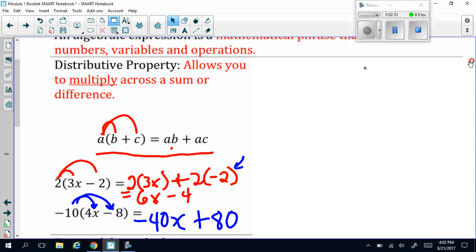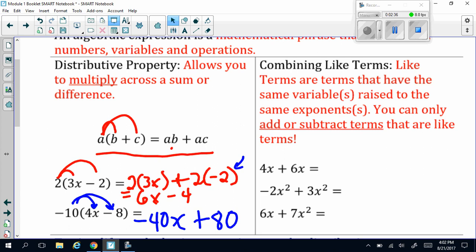Okay, let's look at the second part of simplifying our algebraic expressions. The second part involves combining like terms. So first let's write down our definition of like terms. Like terms are terms that have the same variable or variables raised to the same exponent or exponents. You can only add or subtract terms that are like terms. So if you have one term with an x and one term without an x, they can't be added. They're not like terms. Terms, by the way, are separated by addition and subtraction signs.